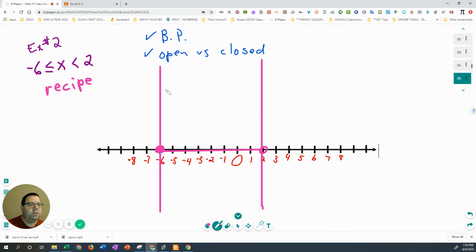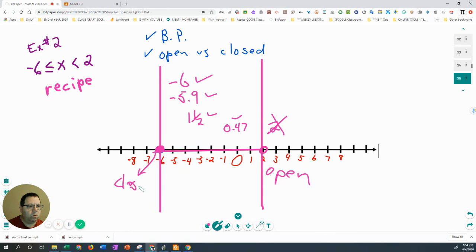Okay, get that off, make this a little bit smaller. So -6 is a viable solution, okay? -5.9 is viable. Let's start going into fractions. 1.5 is good. 0.47 is good, right? But 2 is not allowed. 2 is not included. We left it open. So over here it's open. Over here, right, it's closed. Okay, so it's all about whether it's included or not. -6 is included as part of the solution because of the 'or equal to' part.